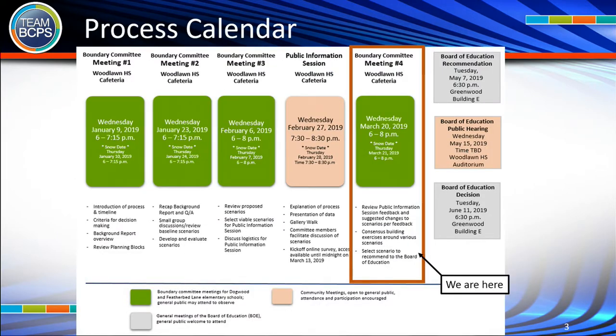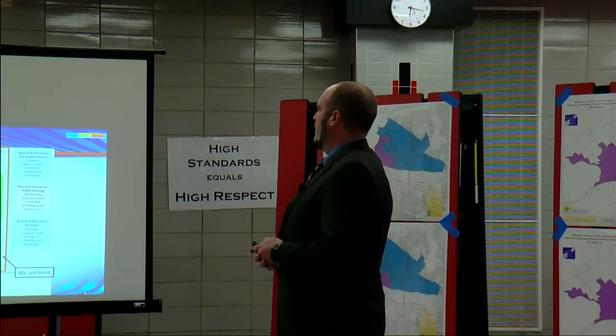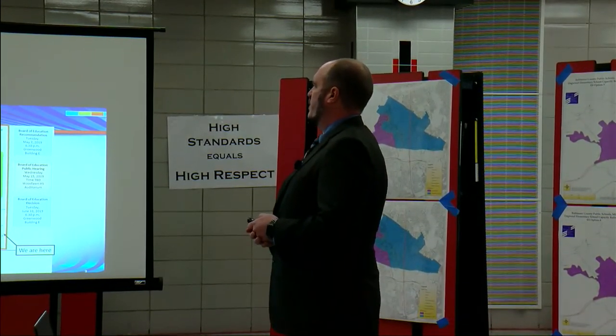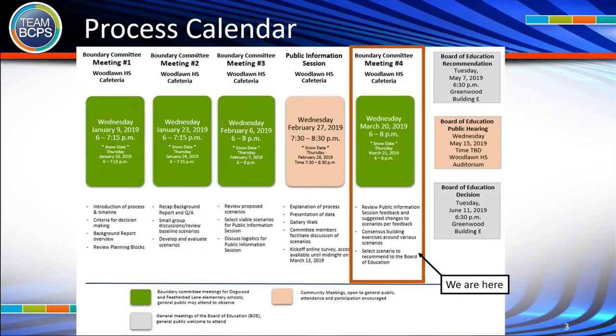So here is where we are in the calendar. You can see we're at the final meeting. After this meeting, we will start bringing your recommendation forward to the school board. The Board of Education presentation is planned for May 7th. And then the board will host a public hearing after that as part of their process on May 15th. And then they're expected to make a decision on June 11th on a boundary change plan for this process.